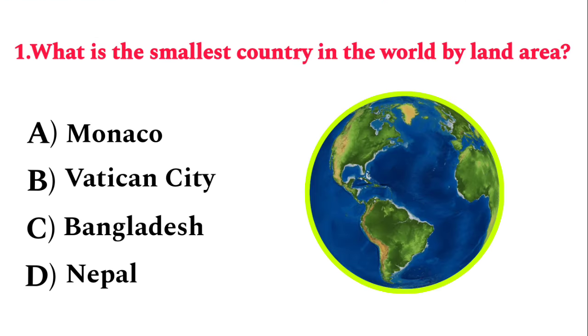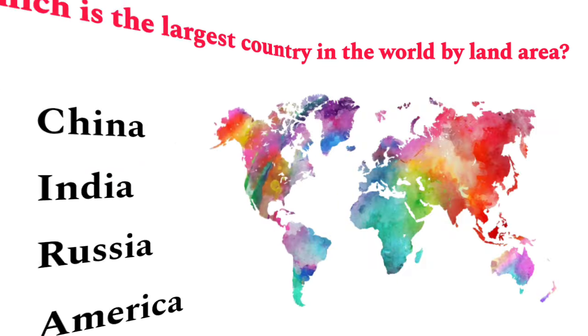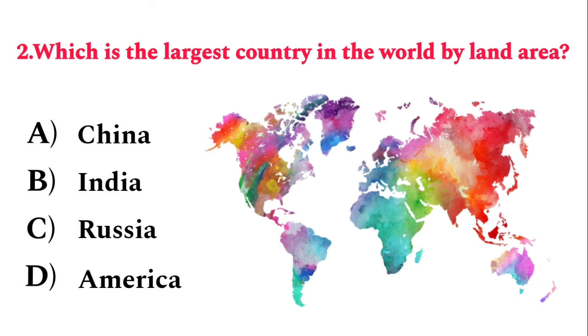Question number 1, what is the smallest country in the world by land area? The correct answer, option B, Vatican City. Question number 2, which is the largest country in the world by land area?